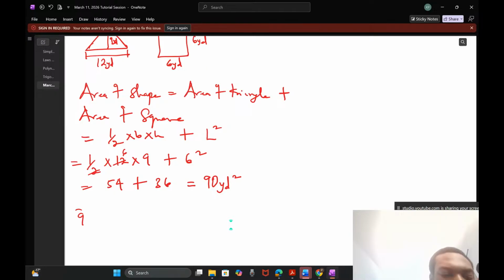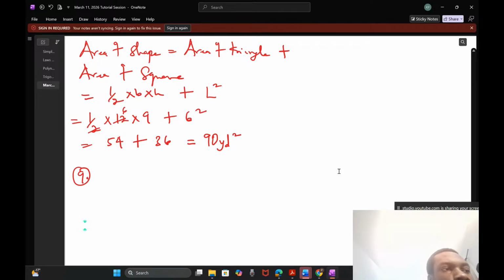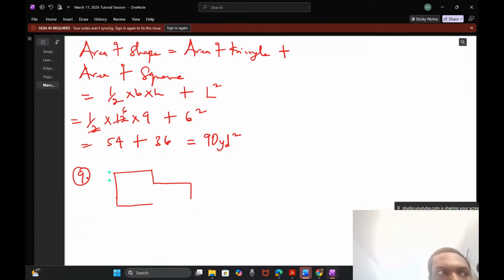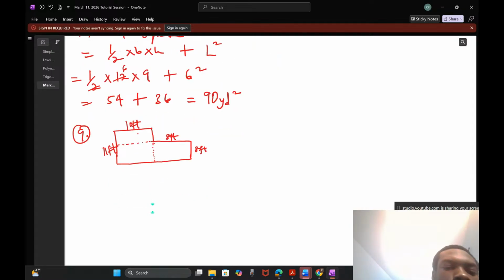So let me do one more question. Where this place is giving 11 feet, 10 feet. So let's close all the open spaces with a broken line. Okay. So this is shape one, two, three. So this is shape one.